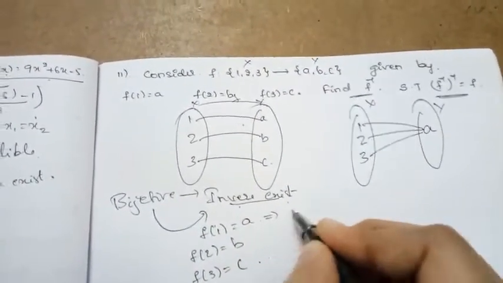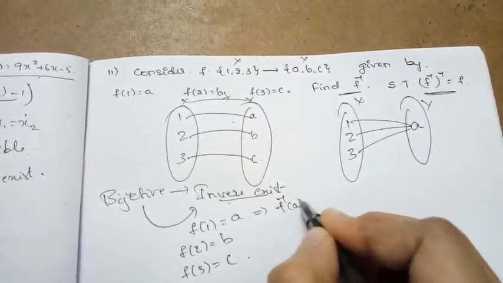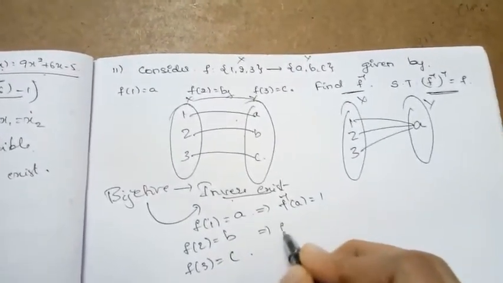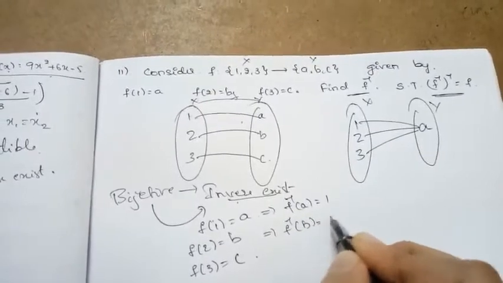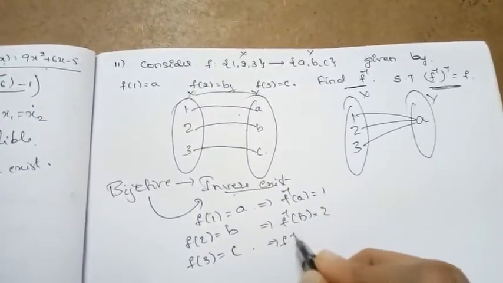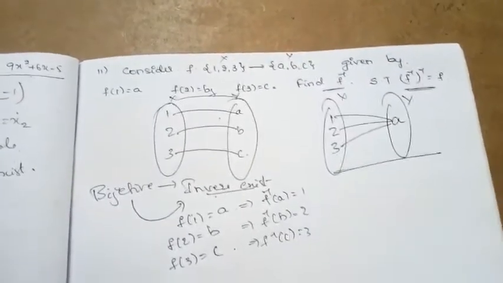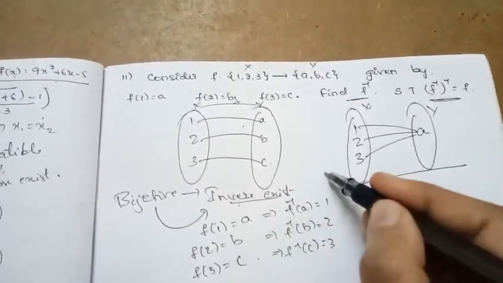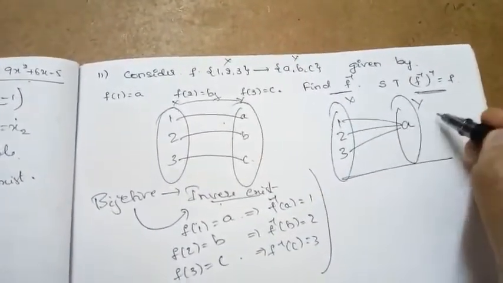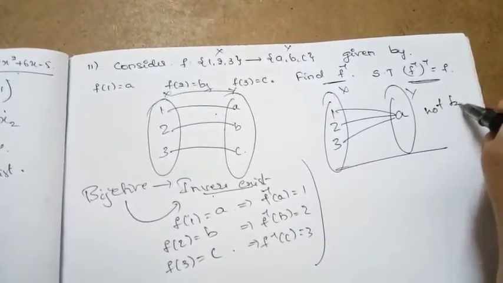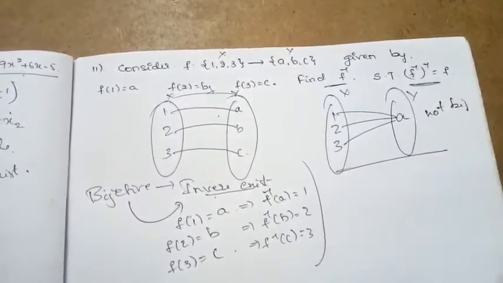So how will the inverse be? f inverse of a is equal to 1, f inverse of b is equal to 2 and f inverse of c is equal to 3. Similarly, now look into this one. Since the earlier one is a bijective function, I have done this much. Now clearly this is not a bijective function because it is not a one-one function.